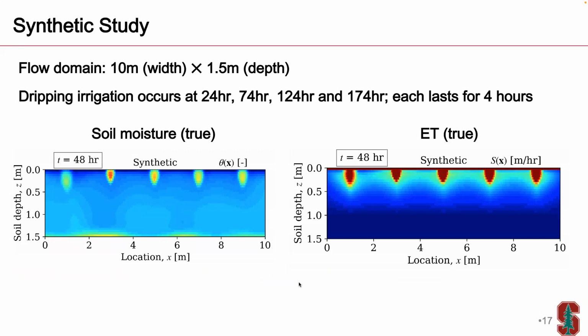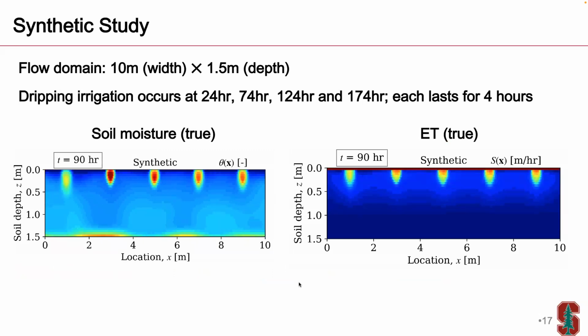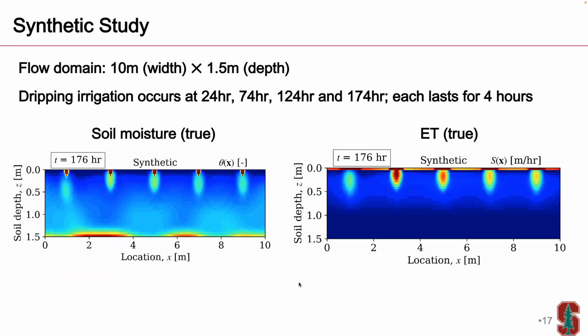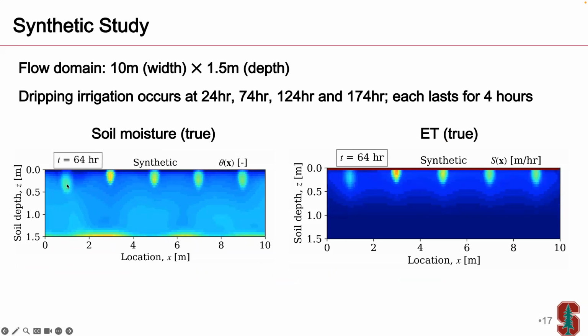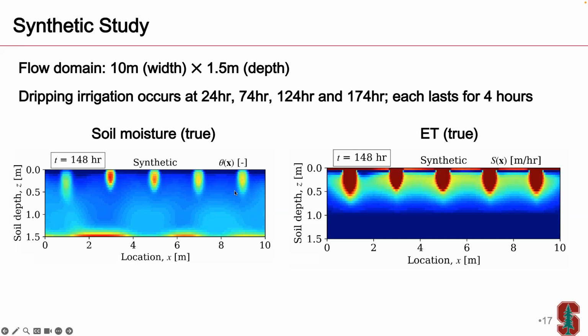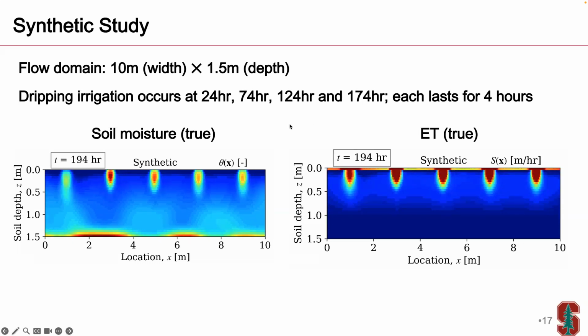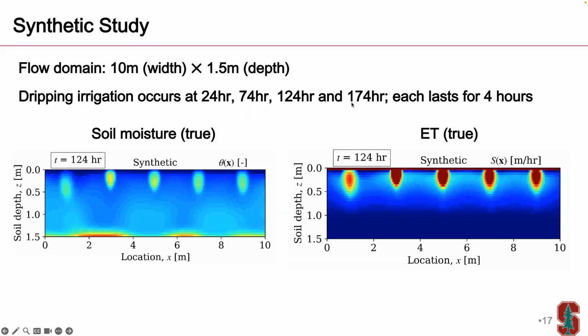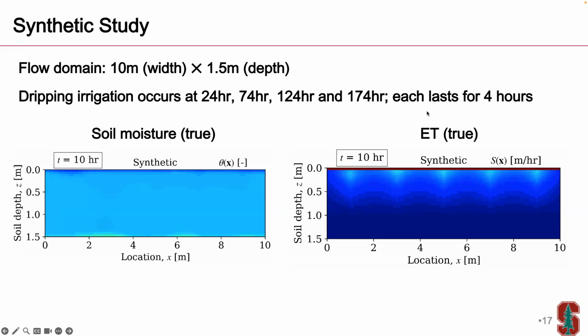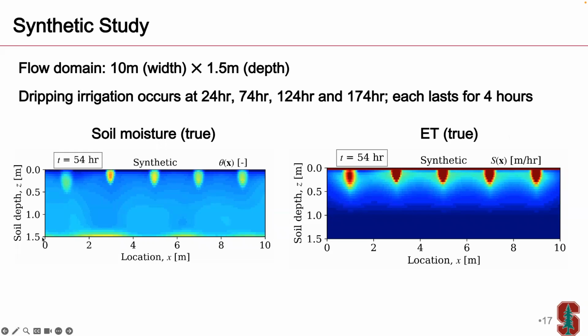We conduct a synthetic study. We simulate the flow in a two-dimensional soil domain, 10 meters in width and 1.5 meters in depth. And we place five drippers by the plants, and the drip irrigation occurs at 24 hours, 74 hours, 124 hours, and 174 hours. And each irrigation lasts for 4 hours.